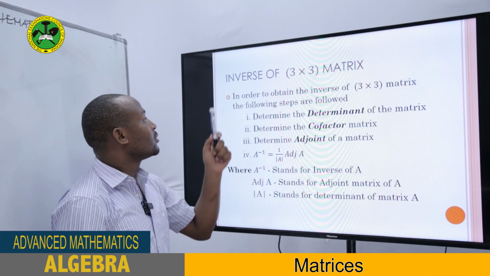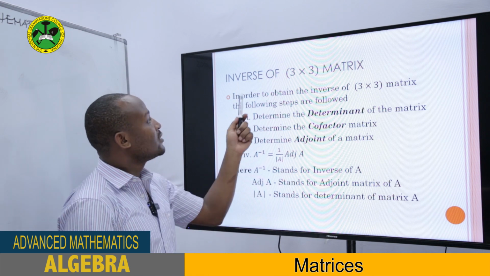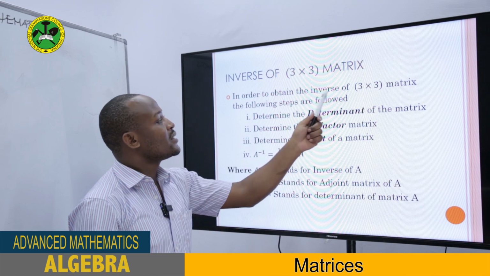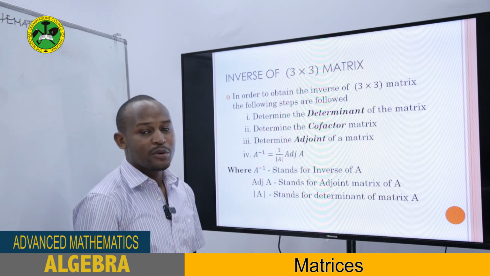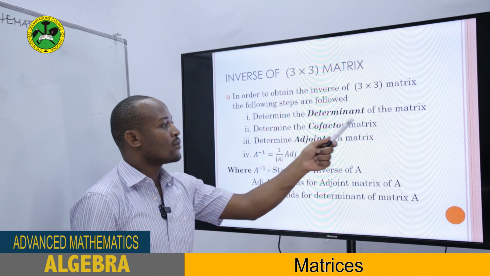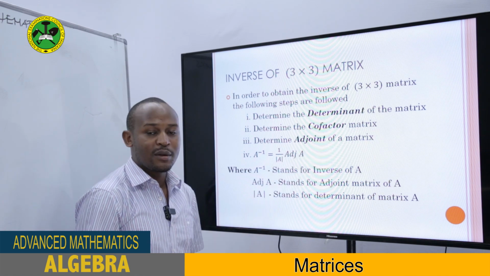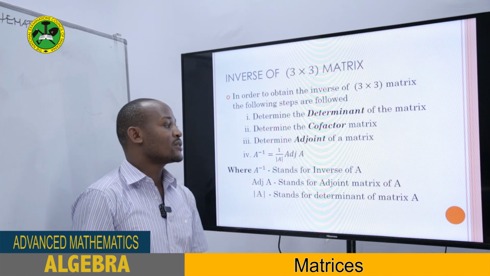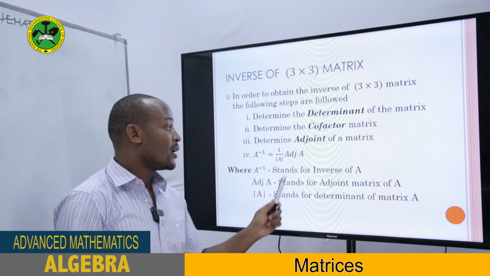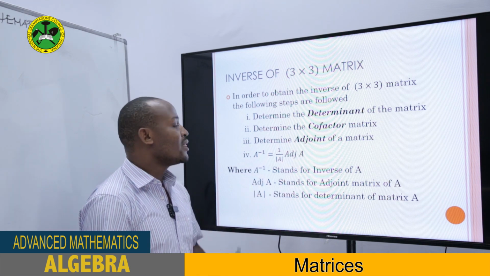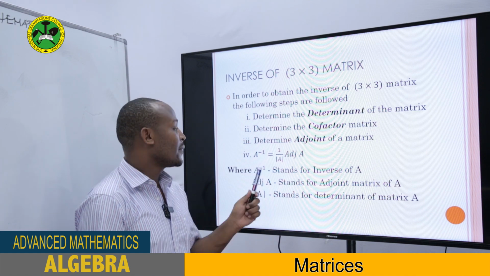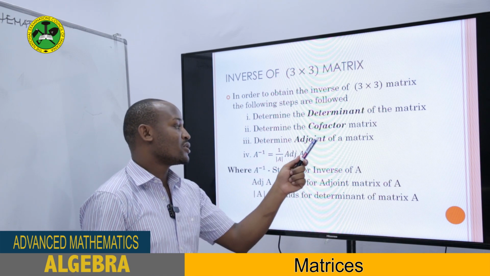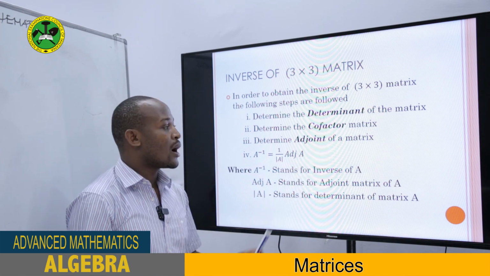Okay, now we have been told to find the inverse of a 3 by 3 matrix. In order to obtain the inverse of a 3 by 3 matrix, the following steps should be followed. First of all, we shall find the determinant of the 3 by 3 matrix, and then you have to determine the cofactor of the matrix, and then after that you have to determine the adjoint of the matrix, and I will explain what the adjoint of the matrix is. And then after that, to obtain the inverse, you have to multiply the reciprocal of the determinant times the adjoint matrix that you obtained above, and I will show you how to obtain those.